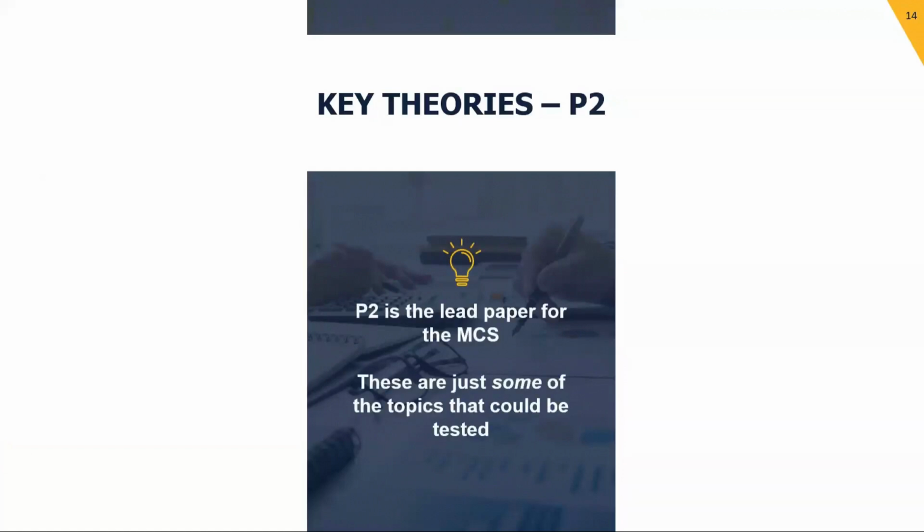Okay, so what theories have we got? So first of all, P2. Now, P2 is the lead paper for management case. What does that mean? It means in your exam, you will be asked 8 different requirements. So you've got 3 hours and you'll be asked 8 requirements. Of those 8, it is likely that 3 of them, if not 4, will be from P2. So 3 or 4 of those requirements from P2. That's what it means by it's the lead paper.